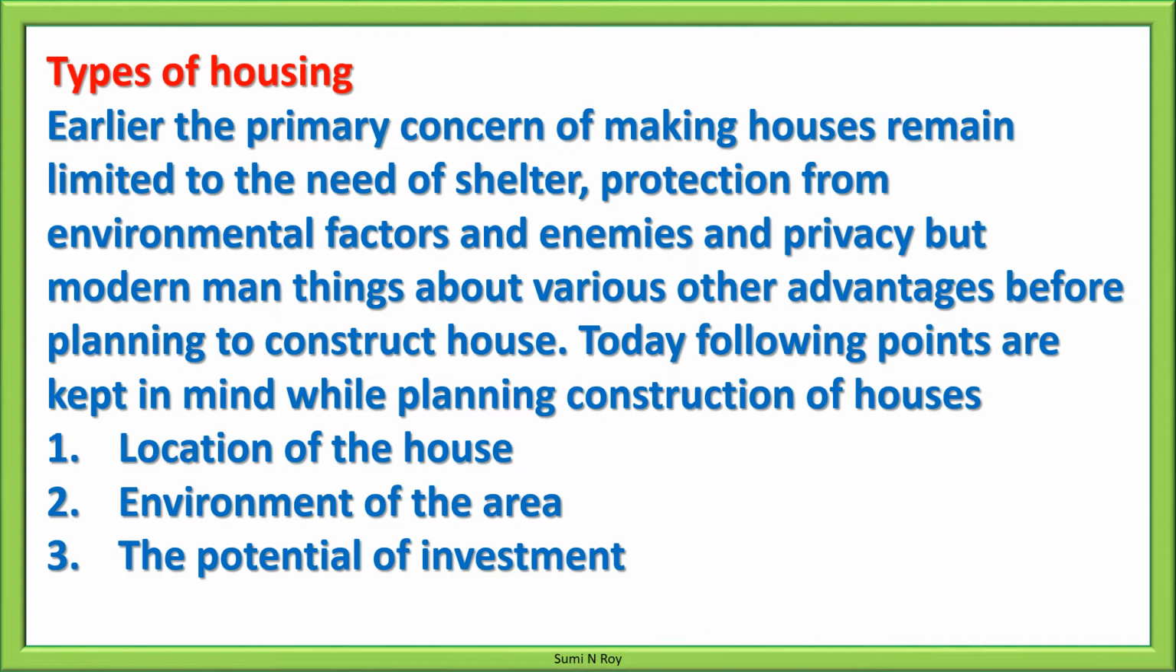But modern man thinks about various other advantages before planning to construct a house. Today, the following points are to be kept in mind while planning construction of a house: location of the house, environment of the area, and the potential of investment. These three factors are kept in mind before planning or constructing a house. Location of the house includes proximity of the place of work, shopping, business, school, and society. Environment of the area includes public safety and housings. And potential of investment: everyone doesn't have the potential to invest in the house. So, depending upon their potential of investment, they choose a house.